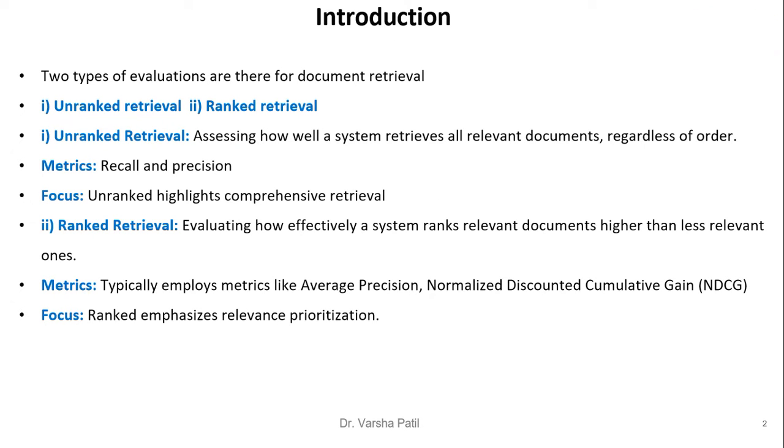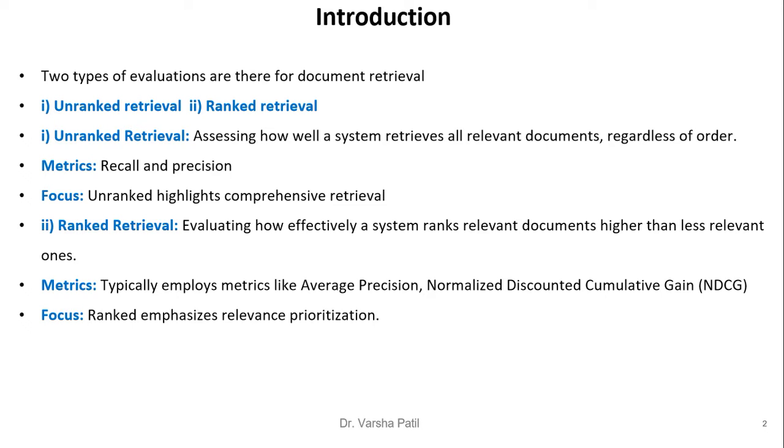Two types of evaluation are there for document retrieval, unranked and ranked. In unranked retrieval, assessing how well a system retrieves all relevant documents regardless of order. Metrics are recall, precision, accuracy and F1 score. It focuses on the comprehensive retrieval.